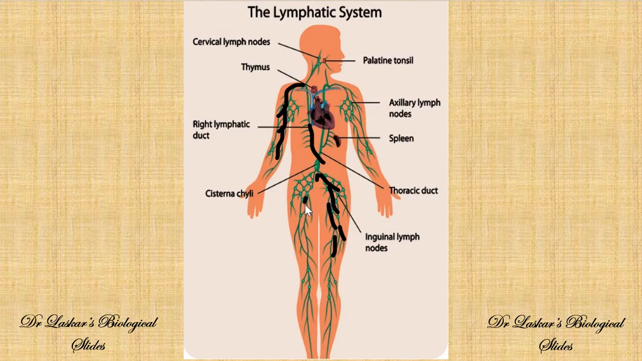Lymph that enters the lymph vessels from the interstitial space usually does not flow backwards along the vessels because of the presence of valves. Already I have mentioned that inside the lymph vessels valves are present, and these valves regulate the unidirectional flow of the lymph inside the lymph vessels.